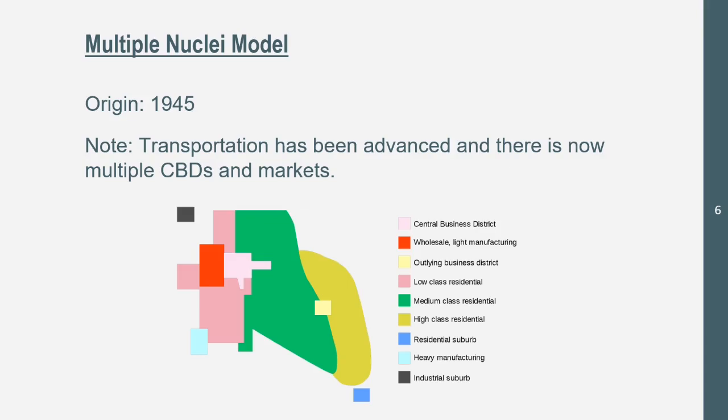And we're going to see that low class kind of near the central business district. Even though cost is higher to live there, they're going there for the jobs. And medium class are going to be farther away because they may have a job.